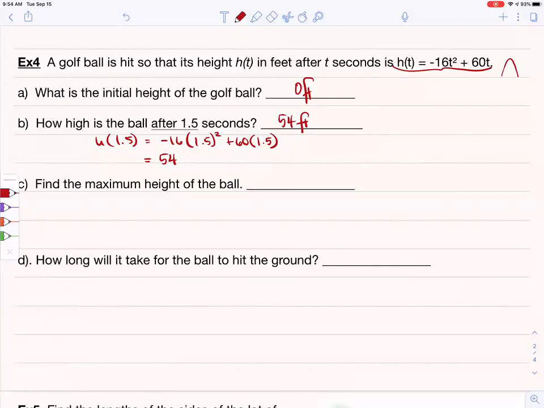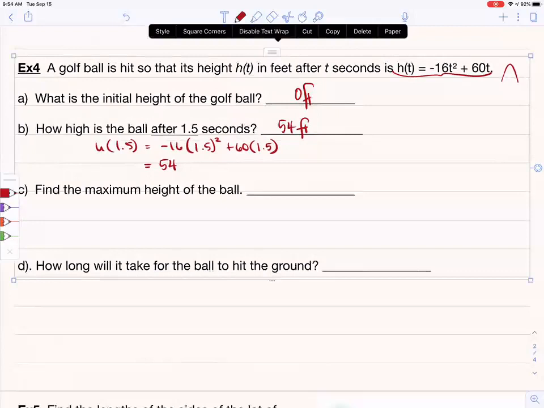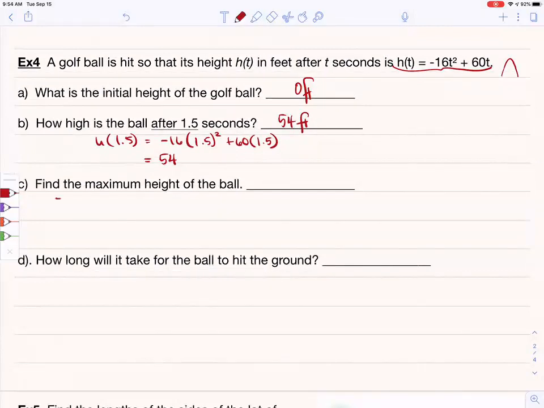So don't fall into the trap that says, oh, it's h, so that h must mean height, because that's not the case here. So I need the k value of my vertex. Well, what do I have to find first to find the k value? I got to find the h value of my vertex. So how do I do that? Negative b over 2a. So that's going to be negative 60 over negative 32. 2 times negative 16 on bottom.